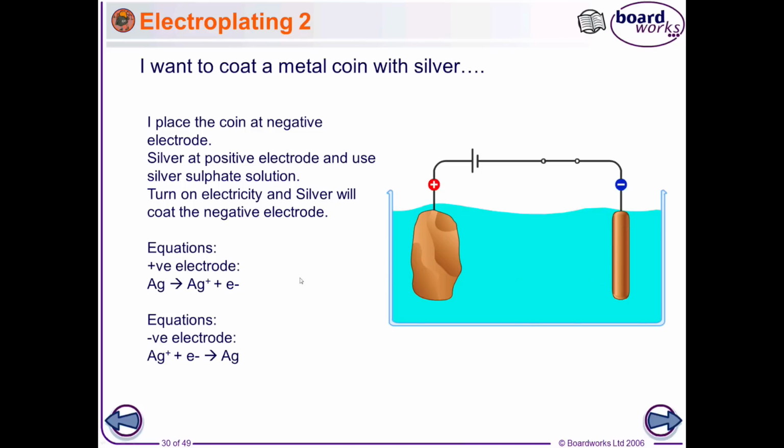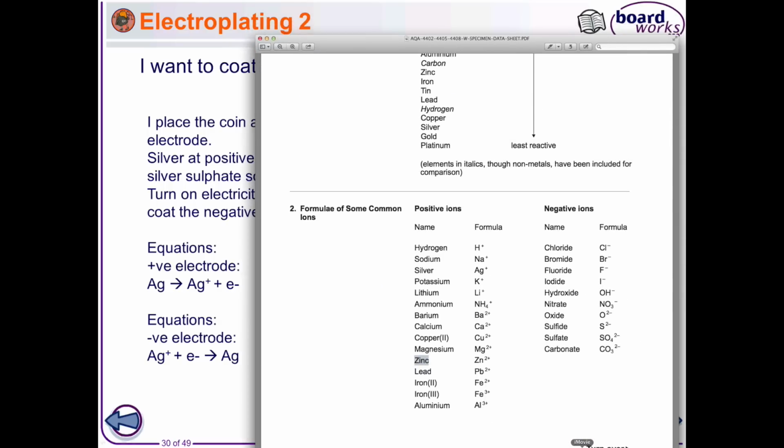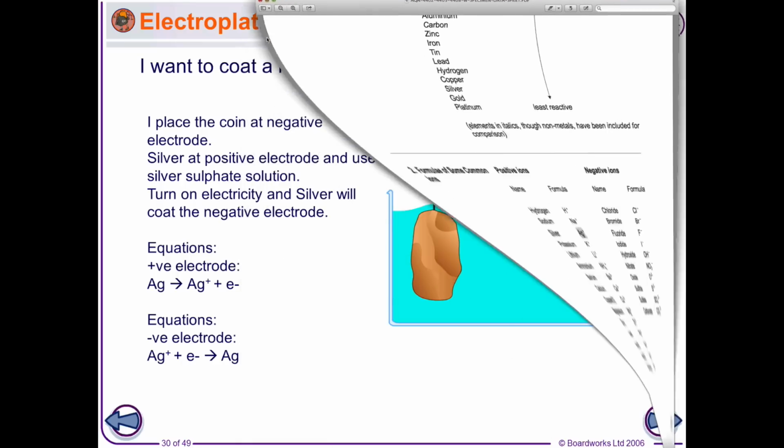Okay, so equations. Well, first of all, before I can do any equations, I need to look at my data sheet because I don't know what charge silver is, and it's given here, Ag+. So without looking at this sheet, it's difficult for me to work out my two equations that I'm going to work out in a second. So I know my charge is Ag+.